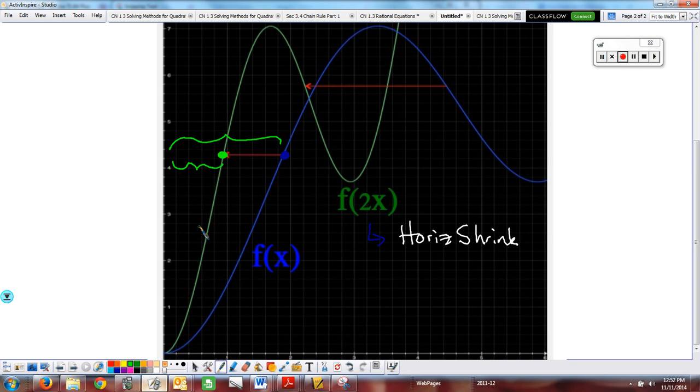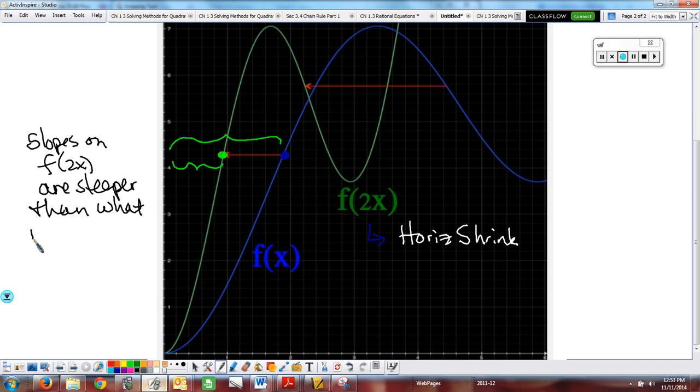And the question that we want to ask ourselves is, what happens to the slopes? What do we notice while the x values moved half the distance closer? What happened to the slopes? The slope at this corresponding point right here actually ends up being steeper. So by smooshing it in this way, we've scaled the slope so that we have steeper slopes. So the slopes on f of 2x are steeper than what they were on f of x.